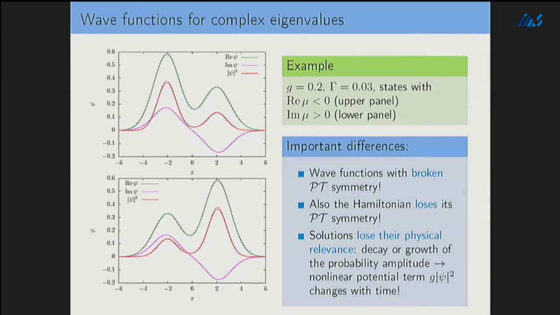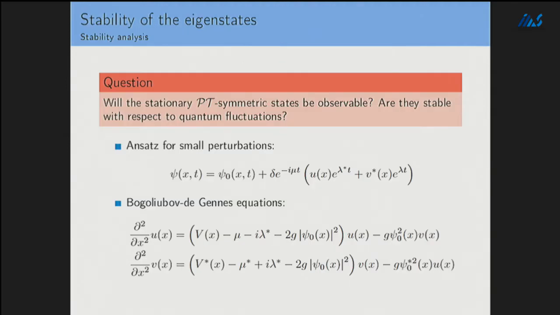So these are the states we can find here. There is, of course, always, if we want this to be observable, the critical question: will these states be observable? And for this, they have to be dynamically stable. The first step to investigate whether they are dynamically stable, such that some small fluctuations don't change them too much, such that everything gets lost, is to look at the so-called Bogoliubov-de Gennes equations.